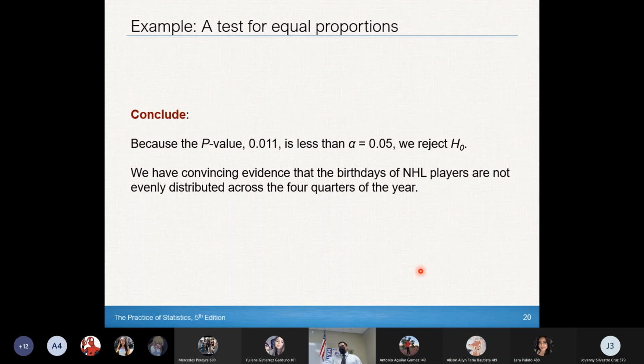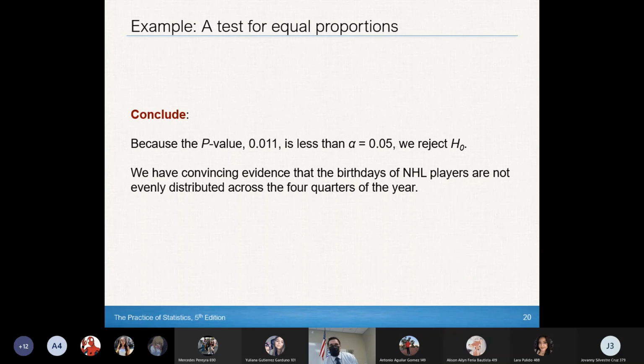So that last example puts all the pieces together, doing the 4-step process, conducting a chi-squared test for goodness of fit. Are there any questions about this example? Sorry, Wesley, I just saw your question here. How did we get degrees of freedom equaling 3?